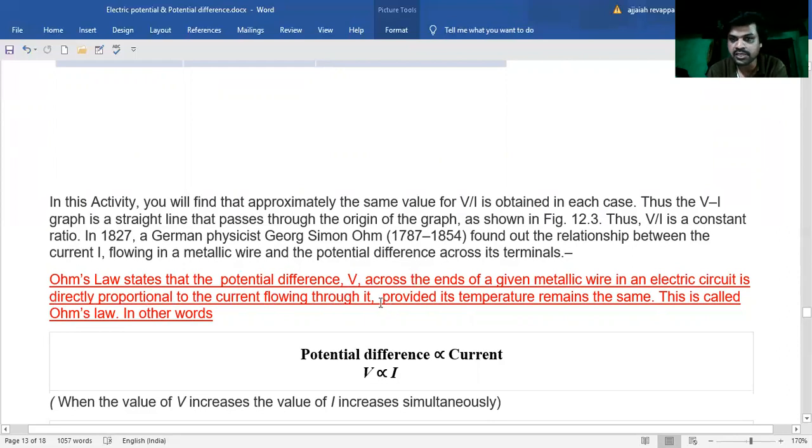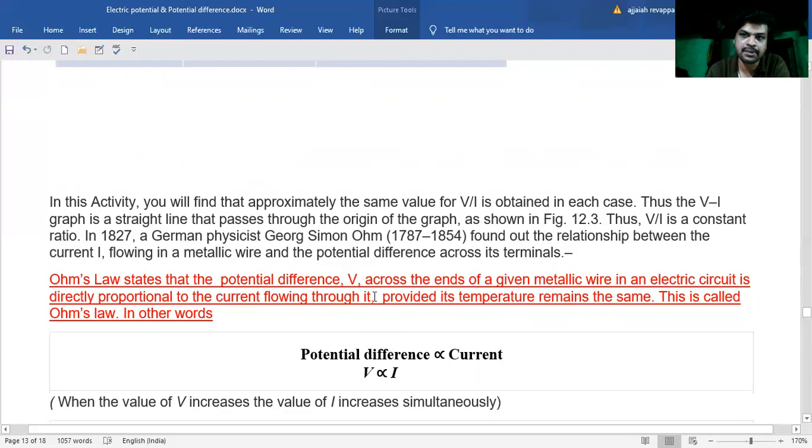Okay. Finally, we have established a relationship between potential difference and current. They are directly proportional. And here something is given: provided its temperature remains the same. This is most important. Why this condition of temperature here? Because when you do this experiment at a fixed temperature, room temperature, then this law is true, is valid. This law is applicable only when the temperature remains the same.